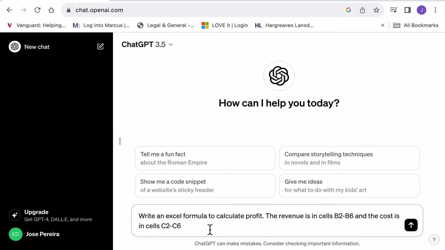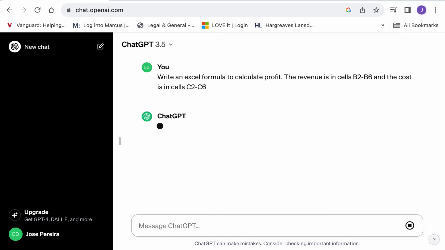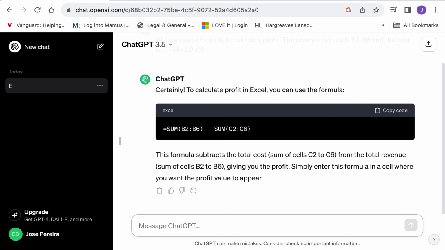Perfect. So yeah, we'll simply put this into ChatGPT and we'll see what it returns. And there we are. So as easy as that, it's now given us the formula that we need to be able to calculate the profit, and it also just gives a little brief description of what that formula is doing and essentially of what you've requested.